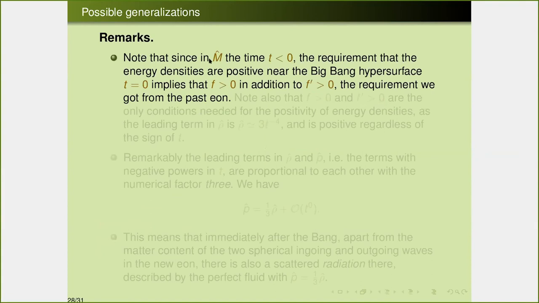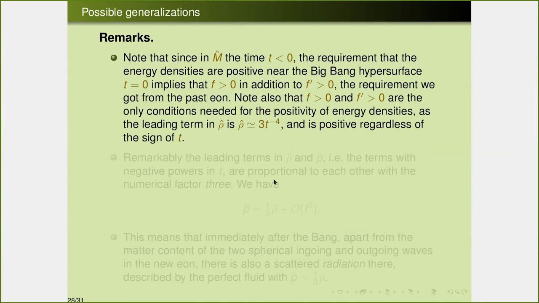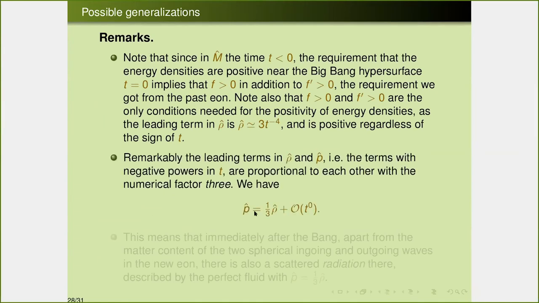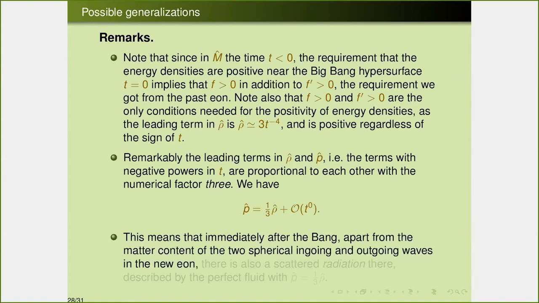As already said, there is an arbitrary function in this process, but this function should first be positive as a function of R to have a positive energy of this wave before, and its first derivative should be positive to have positive energy after. And that's enough. And as I said, remarkably, the scattered thing after the bang, close to the bang, behaves like radiation. This means that immediately after the bang, apart from the matter content of the two spherical ingoing and outgoing waves in the new aeon, there is also scattered radiation there.